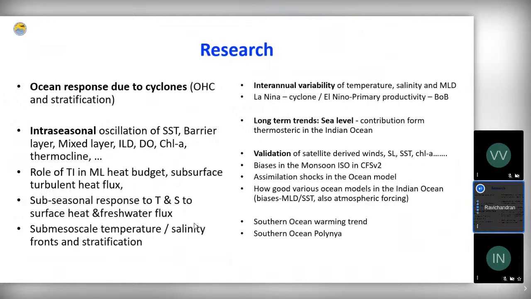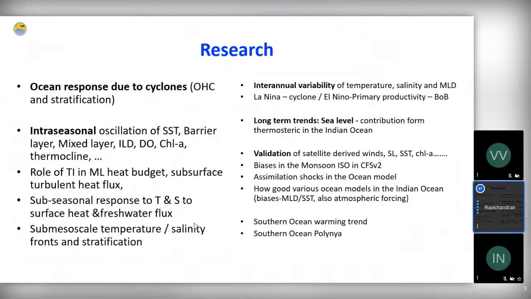But also the subseasonal response of temperature and salinity to surface heat and freshwater flux, and then submesoscale variability, especially temperature and salinity trends. We have what is called kilometer-scale variability, and we need to resolve that. That means we should have much finer observations and other platforms. Also, it has given a lot of information about the internal variability of temperature and salinity in the mixed layer in the equatorial Indian Ocean as well as the Bay of Bengal and Arabian Sea.